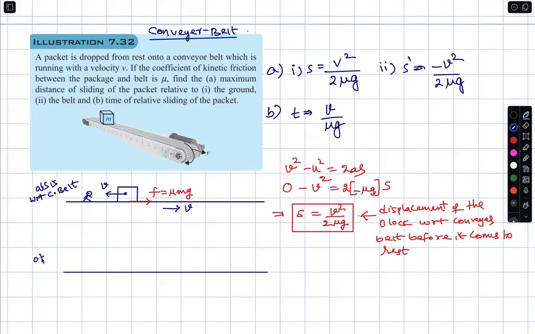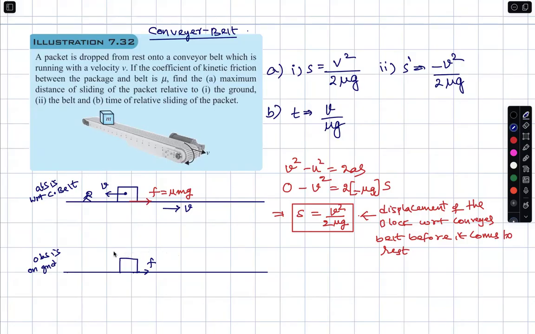Here the observer is on the ground, a ground observer. For a ground observer also, friction acts like this only. Why? With respect to the conveyor belt, the relative motion is backwards. Friction opposes relative motion, so the block experiences a force forward.